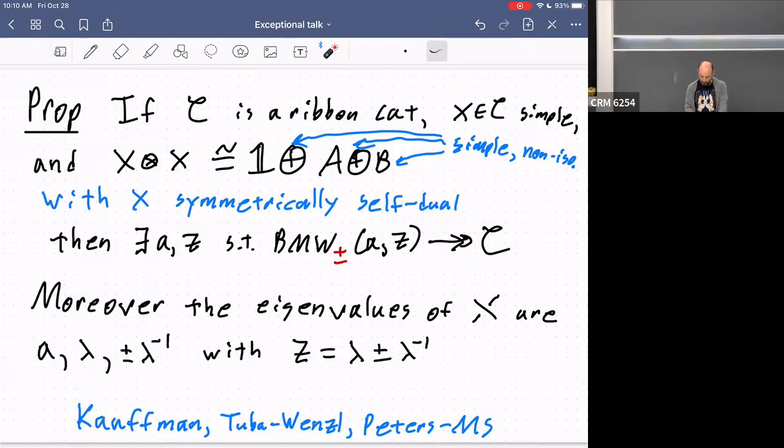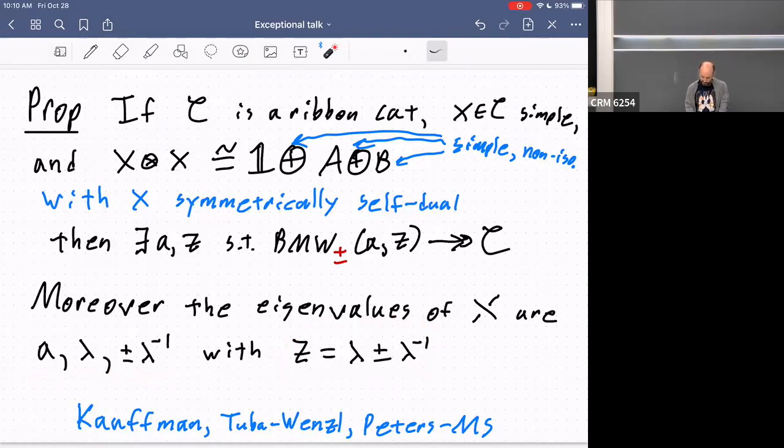And moreover, you can read off the variables by knowing the eigenvalue of the crossing. So the crossing acts on four boundary point diagrams. If I have a four boundary point diagram, I put a crossing, I get another four boundary point diagram. Because x squared breaks up as a sum of three things, that's a three-dimensional space. And the eigenvalues are A, lambda, and lambda inverse. And the Z variable that you had before is this lambda plus lambda inverse, okay? So you can read off the variables from the eigenvalues.